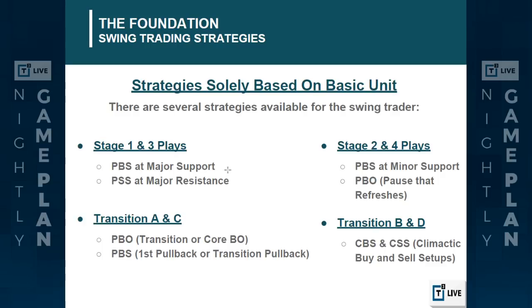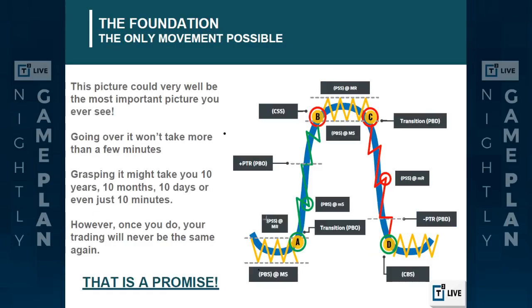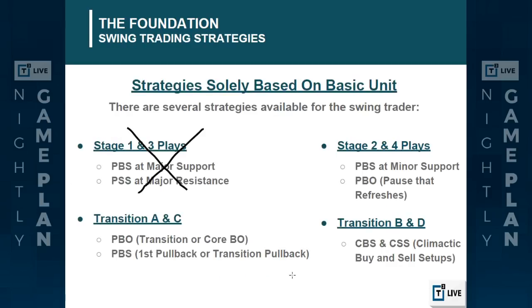Here they are. Stage 1 and 3 plays, and I don't trade these. Buying at major support, selling at major resistance, right? Buying at the bottom, selling at the top. Buying at the bottom, I don't do that. I need a trend, I need fluidity, I need movement. I don't like to play sloppiness and bases. So I don't do that. Transition A and C, so for A it would be the breakout, or sometimes you don't get a breakout.